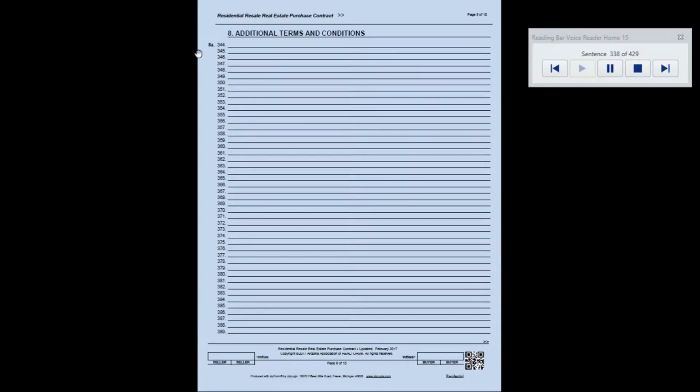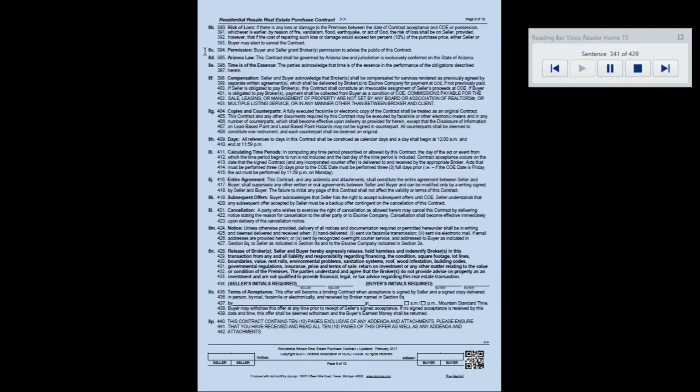8. Additional terms and conditions. 8A. 8B. Risk of loss. If there is any loss or damage to the premises between the date of contract acceptance and COE or possession, whichever is earlier, by reason of fire, vandalism, flood, earthquake, or act of God, the risk of loss shall be on the seller, provided, however, that if the cost of repairing such loss or damage would exceed 10% of the purchase price, either seller or buyer may elect to cancel the contract.